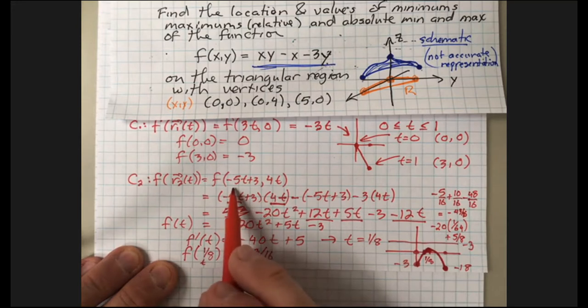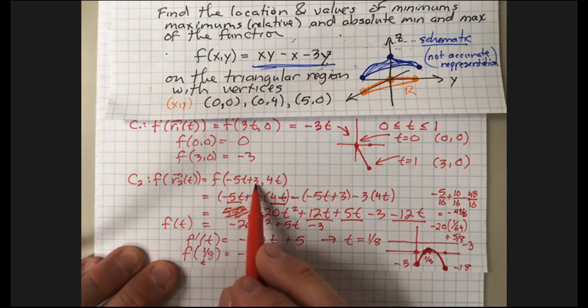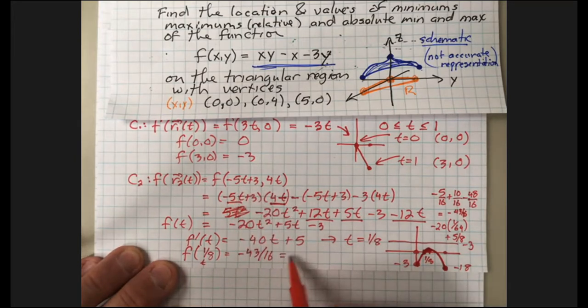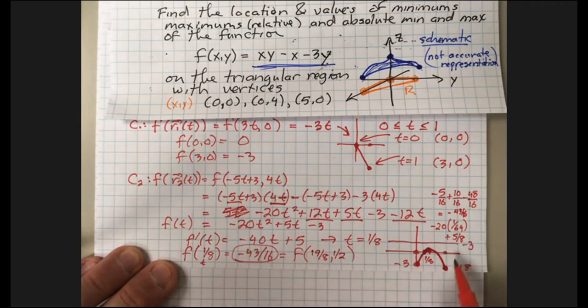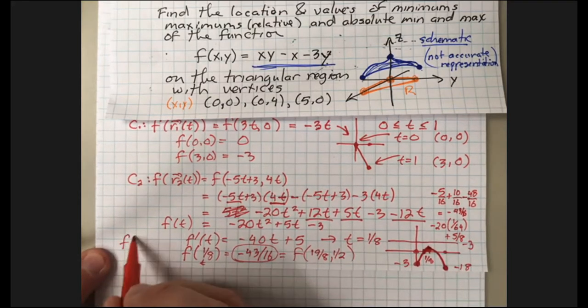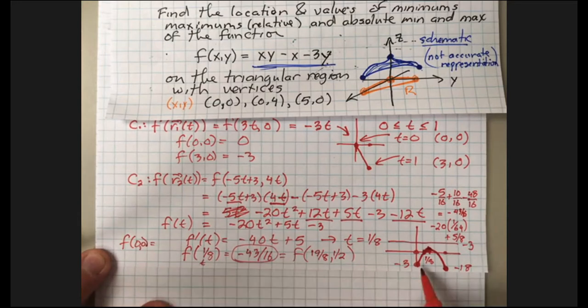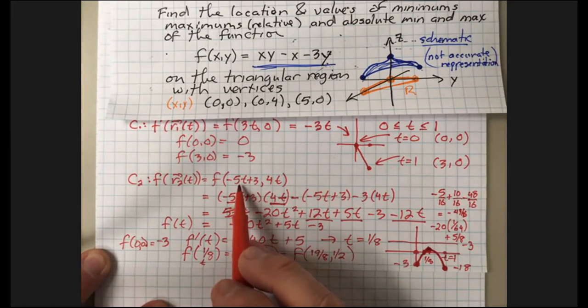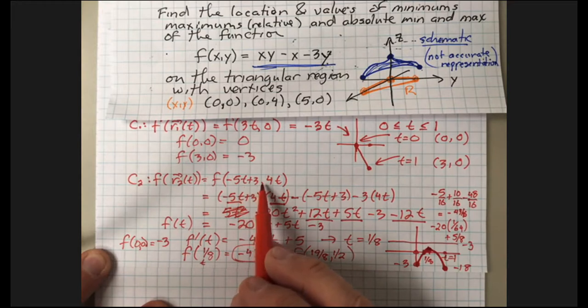Now, when t is 1/8, what is the x and y right here? 1/2 for y, and minus 5/8 plus 24/8 is what? 19/8? 24/8 minus 5/8, 19/8. So for x and y, this is 19/8 and 4/8, 1/2. This is a value of minus 43/16. But again, at 0, 0, that's where this point is. I got a minus 3, I already knew that. This point right here, when t equals 1, I'm at minus 5 plus 3. Oh, I'm feeling very nervous right here.